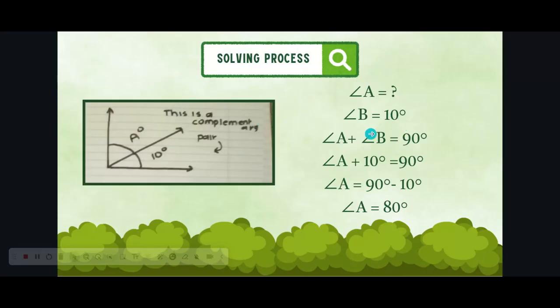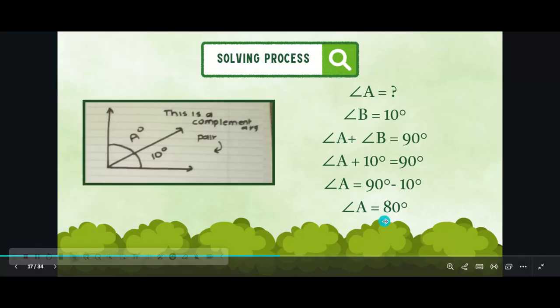So we can substitute angle B into this equation, and now we have that angle A plus 10 degrees equals 90 degrees. We can subtract 10 degrees on both sides, so angle A plus 10 minus 10 equals angle A, and angle A equals 90 degrees minus 10 degrees. So we now know that angle A is 80 degrees. All you do is the missing angle equals the total minus the given angle. In this case, the total was 90 degrees, and the given angle was 10 degrees. So we found that the missing angle is 80 degrees.